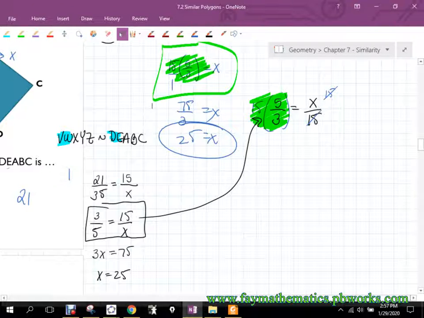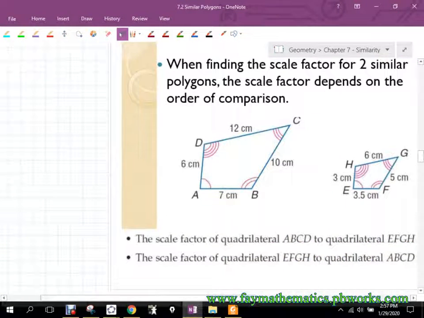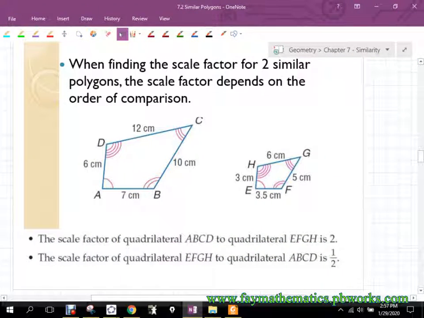All right, you don't have to write this down. This just talks about how when we compare things, it's going to be important how we do that. When we're talking about scale factors, and my scale factor, for instance, of ABCD to EFGH here is 2, that is different than saying that the scale factor EFGH to ABCD is 1/2. That's very important that we understand that.